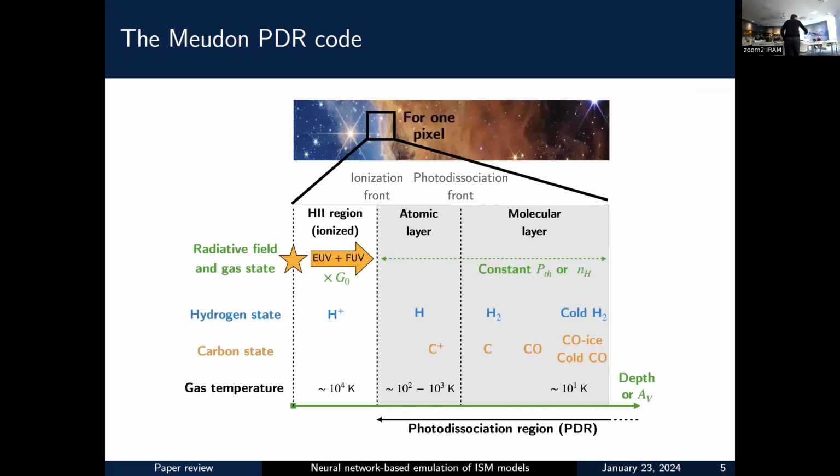In fact, here we have several parameters. So G0, which is the UV illumination. You have some constants, either the thermal pressure or the density. In our case, the model is at constant density. And you also have a parameter which is AV, and the 4th parameter is the angle of observation of the cloud.